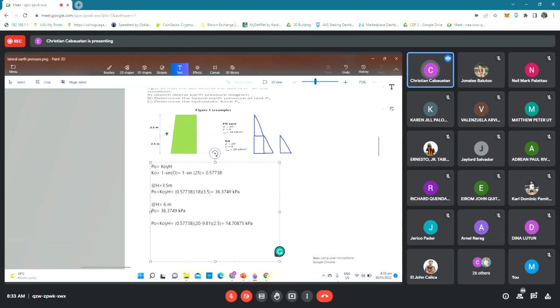But take note, there is another value for the groundwater table. Here, this part. Okay? This 14.70875 would be for this part only. And then this part is just the same as at the top.